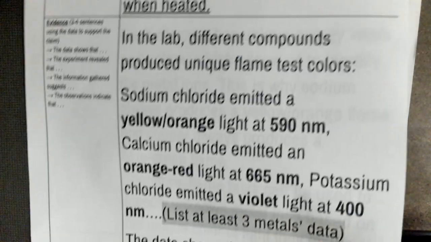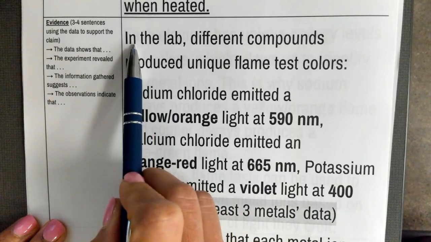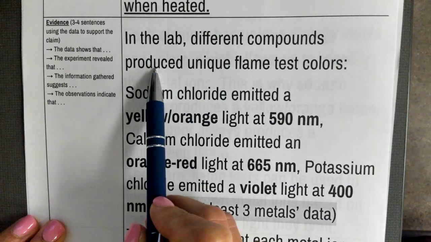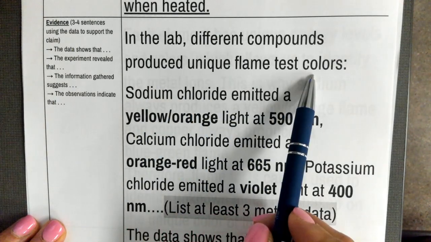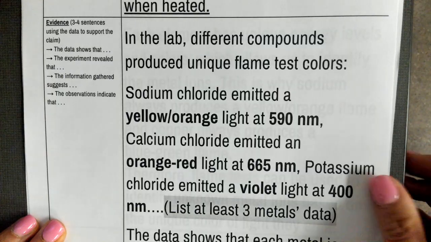So this is the evidence that I have written down. I'm going to start with a complete sentence. In the lab, different compounds produced unique flame test colors. So that's my start. I'm now going to list information from my data table.